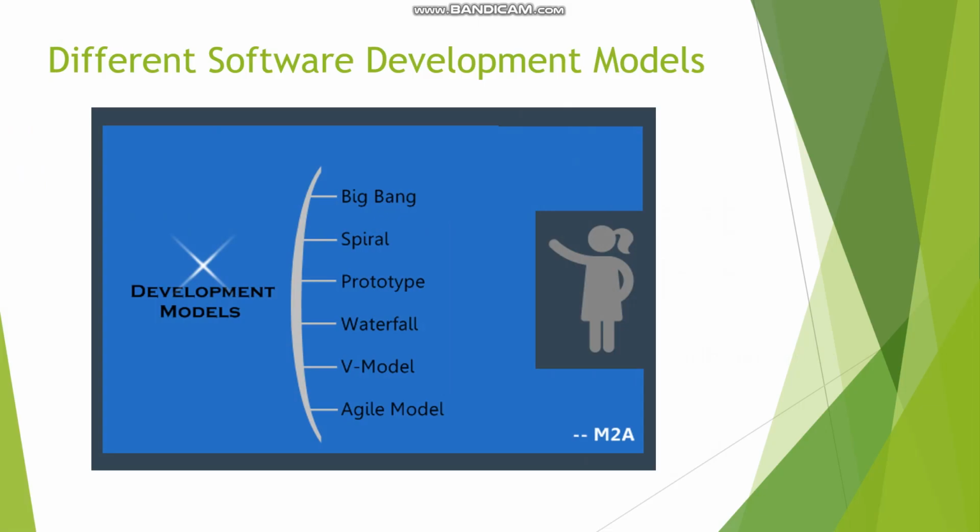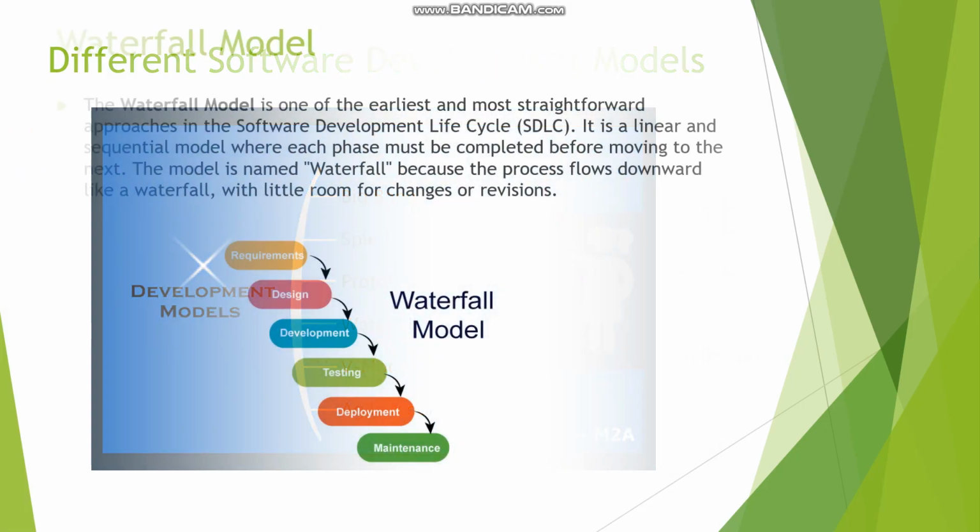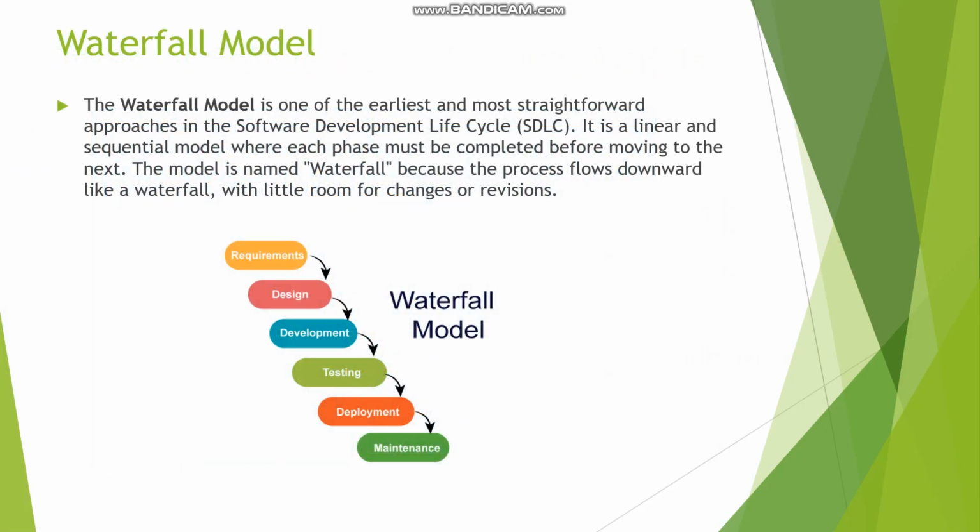We have covered up to the prototype model. Now the waterfall, V model, and agile model are there. First, the waterfall model. The waterfall model is one of the earliest and most straightforward approaches in the software development life cycle. It is a linear and sequential model where each phase must be completed before moving to the next. The model is named waterfall because the process flows downward like a waterfall, with little room for changes or revisions.